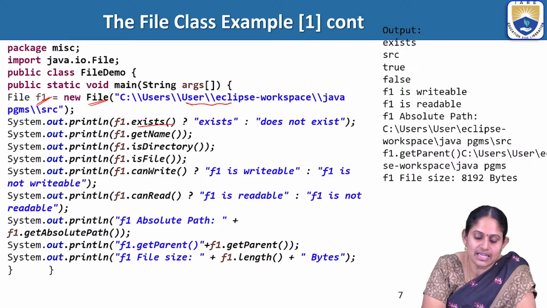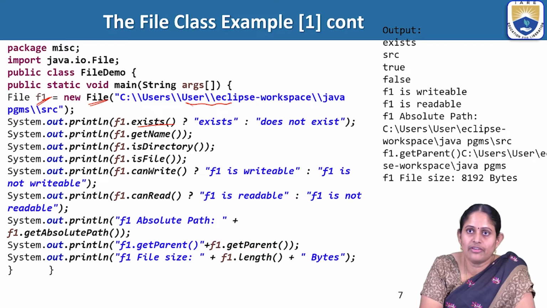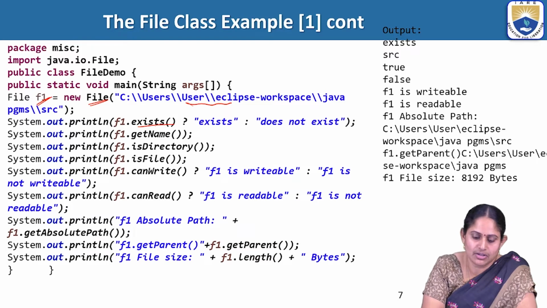In that, I'm checking whether that file exists or not. The method exists will return true if that file exists in the system according to our given path, and it returns false if it does not exist. Since this file exists in my system, the value will be returned as true.